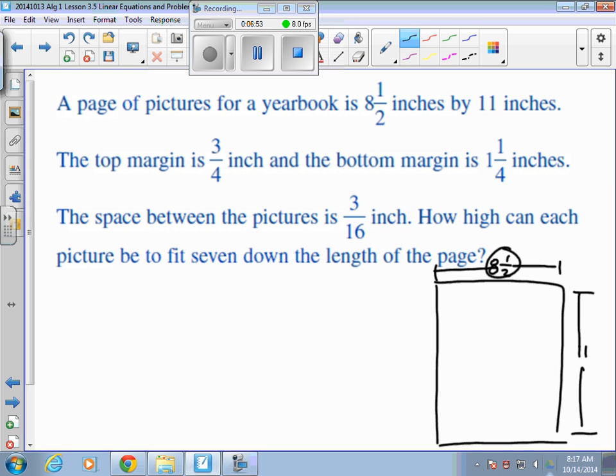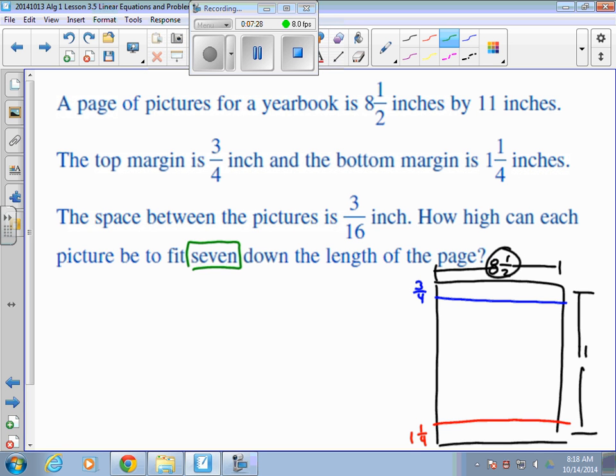So the first part about the page tells you that the top margin, this is the part at the top here, is going to be 3/4 of an inch. Then it tells you that the bottom margin, this one here, is going to be 1.25 inches. So this is what you should have been thinking so far, something like this. Okay. Then it says the space between the pictures is 3/16 of an inch. Then it says how high can each be to fit 7, and they even wrote it as a word right there. But that's another value that you have to use, 7.